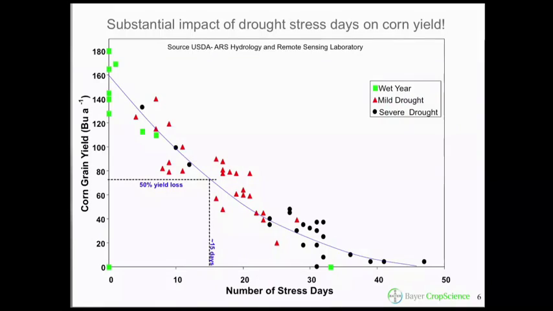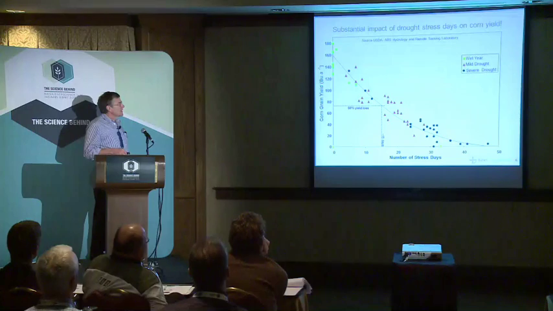This is also nicely shown by a publication from USDA's Hydrology and Remote Sensing Laboratory. They looked into corn stress scenarios, so a wet year, mild drought and severe drought, and they compiled the yield, corn grain bushels per acre, and generated this nice regression curve showing that 15 days are sufficient to kill 50% of the corn yield under these stress conditions. So it's getting worse if we get under severe drought.